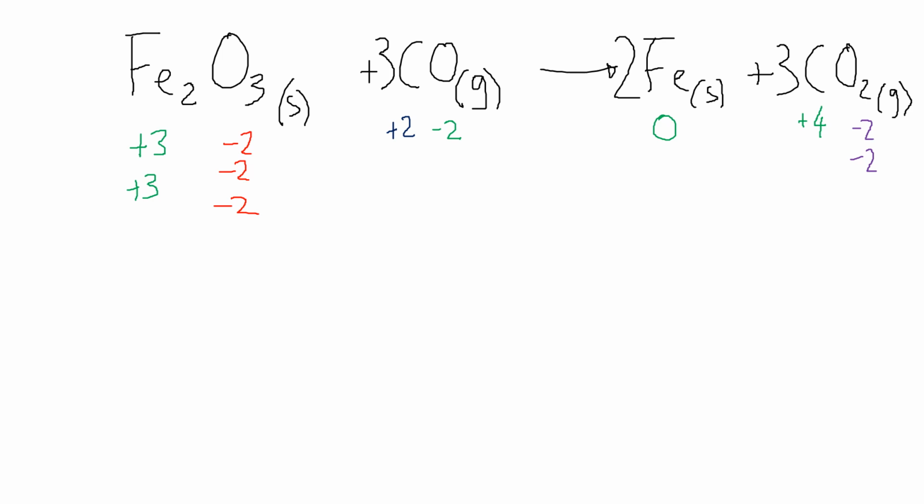So now it's worth going through and working out what's changing. So let's do each element one at a time. The oxygen is constantly staying at -2. So that's not being oxidized or reduced. The iron is going from +3 in the iron oxide to 0. So that's a decrease in oxidation number, so that is reduction.